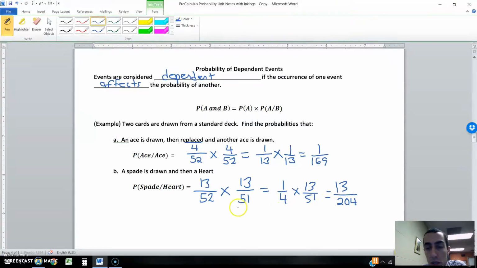Let me give a quick check and see, can we simplify this? I know that 1 and 13 are the only factors of 13 because 13 is prime. So all I've got to do is check and see, does 13 go into 204? 13 times 10 is 130. So I'm just going to go up by 13s: 143, 156, and so on. And I can see that, no, it doesn't go into 204, and so that fraction is in simplest form.